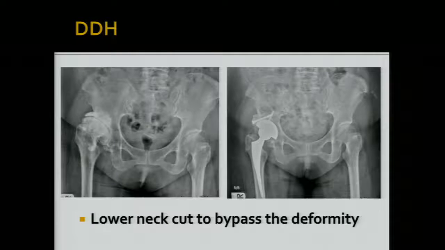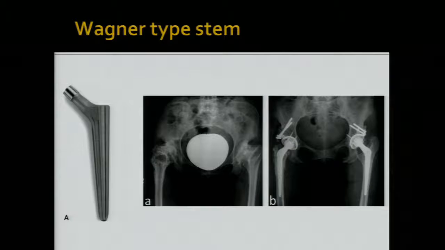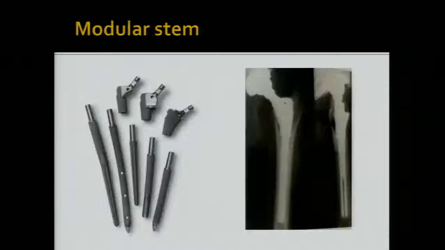A second choice: you may make a lower neck cut, which already excises the deformity, and then put your stem in, maybe in slight valgus, to restore the offset of the patient. Another option is the use of specialized distal fit implants such as the Wagner stem for DDH. This stem can bypass the proximal deformity and get fixation distally, and with the conical shape of the stem, you can adjust the version as well.